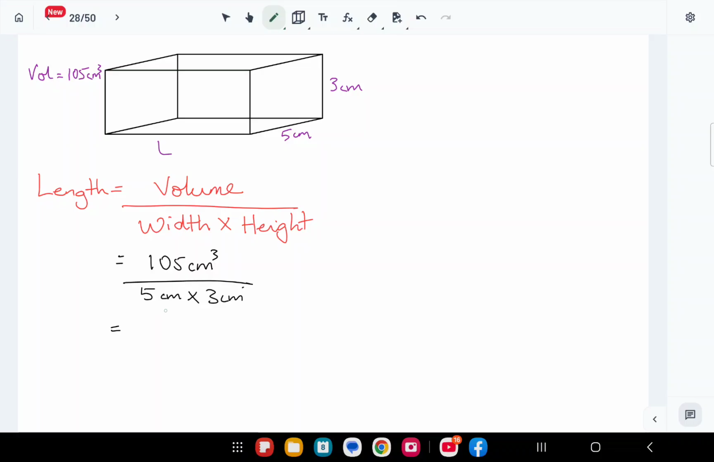So we have here now that is 105 divided by 15. 5 by 3, 15. So that will give us 7 centimeters. All right. Now that is to solve for length when given volume, the width, and the height. Let's do our next scenario.